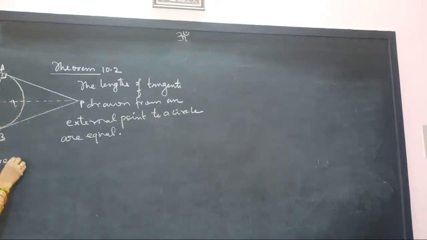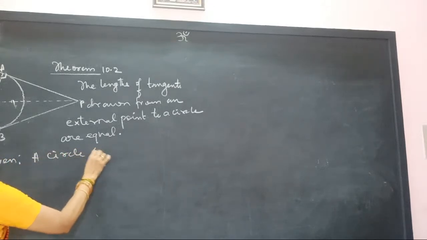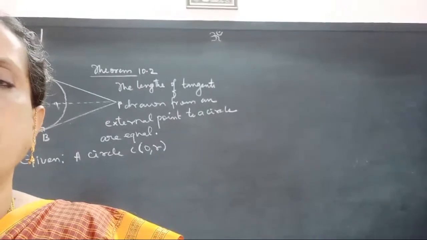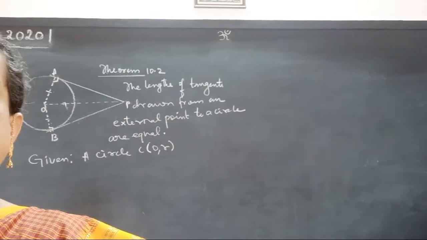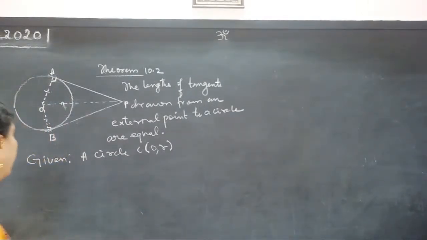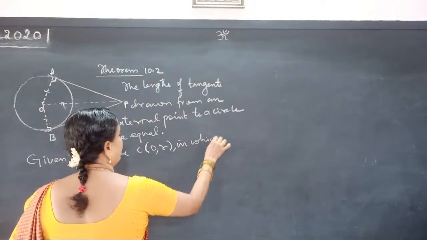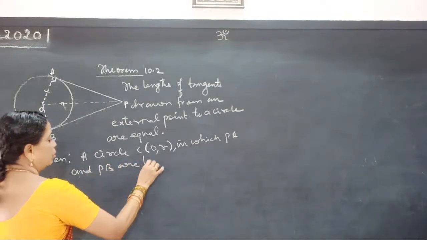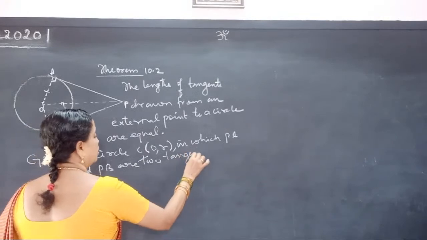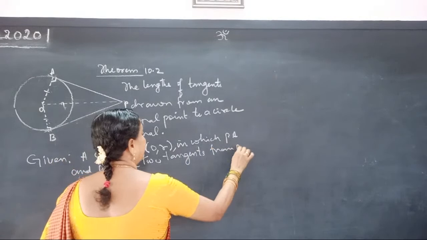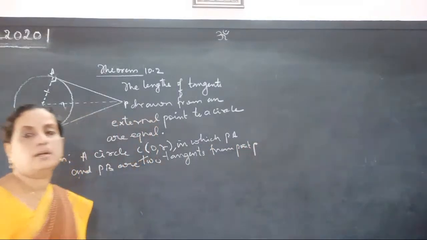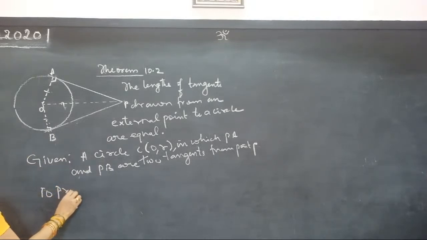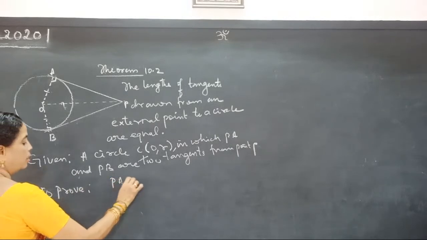What is given? A circle C(O, R). We read it as a circle with center O and radius R. Given a circle C(O, R) in which PA and PB are two tangents drawn from point P. To prove: PA equals PB.